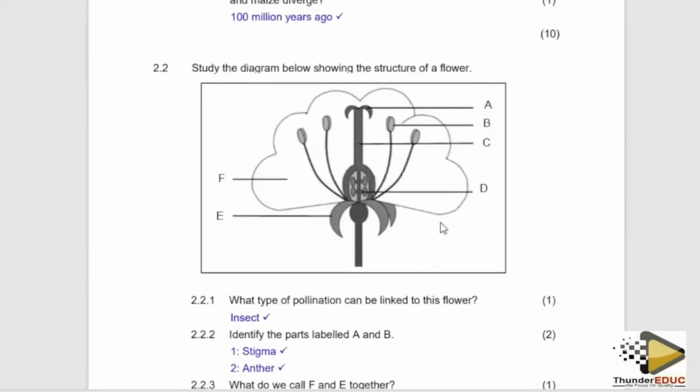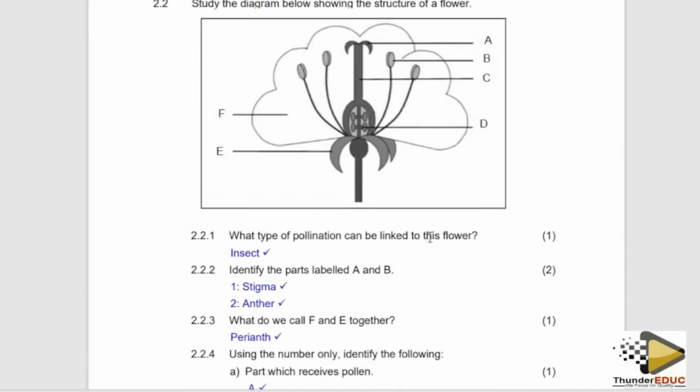So flower, check. What type of pollination is this? They're telling you insect. Insect. You know why? As I explained, check this. Anthers are below the stigma. The petals are big.